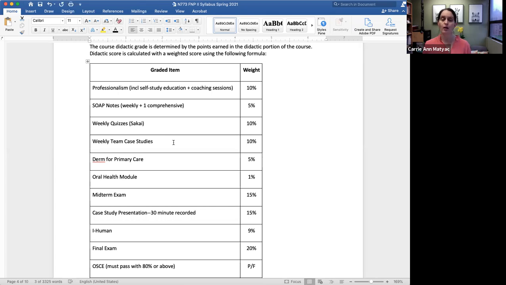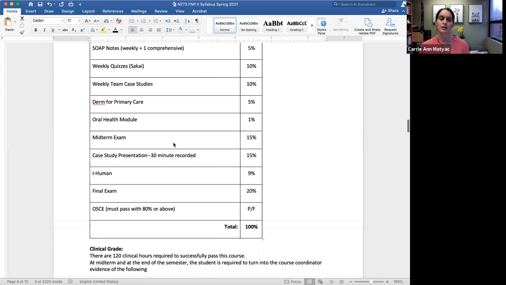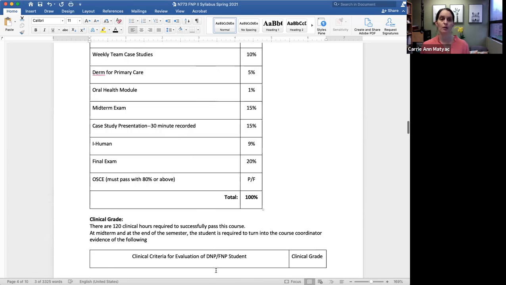Derm for primary care, there's significantly less of it this semester than there was last semester. There's one oral health module, then your midterm exam, similar to last semester. It'll be mostly multiple choice and short answer.